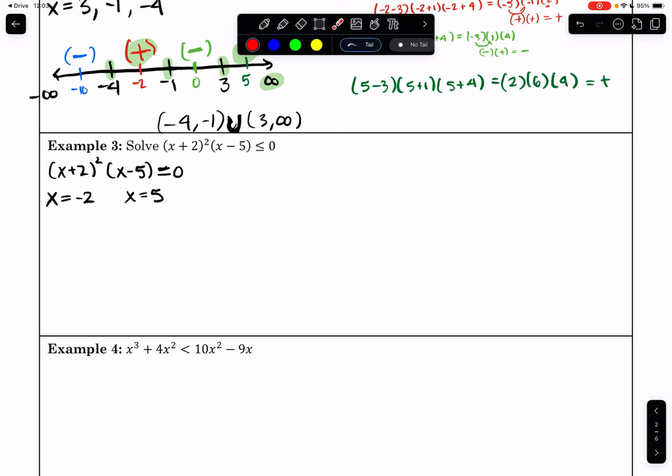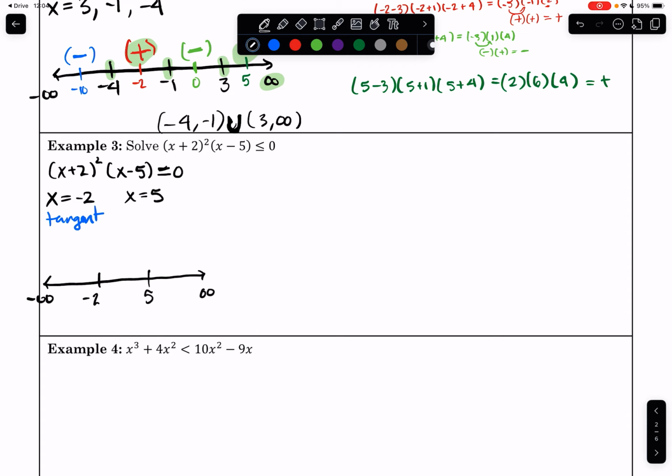Now, recall that since this factor is raised to the second power, an even number, that means that this one right here is special, we're going to be tangent at this location, okay? And I'll explain how that's going to be special to make our work easier to do. And we can see again what's going to happen to the left and to the right of -2. So we're going to make our number line from negative to positive infinity and break this up into sections, from -infinity to -2 and from 5 to infinity.